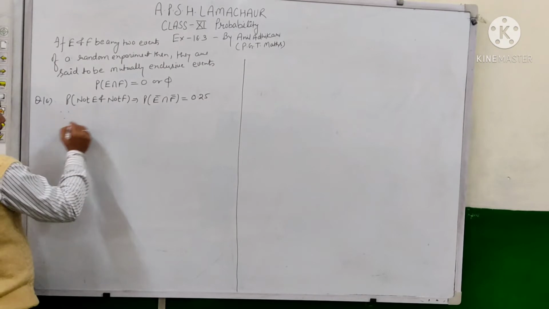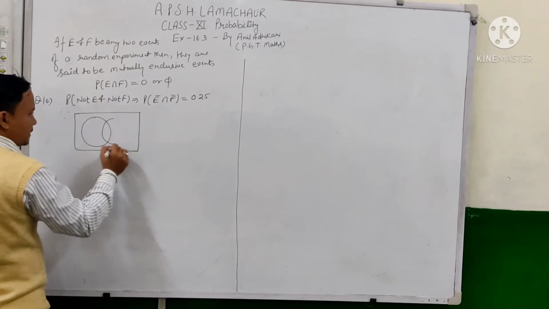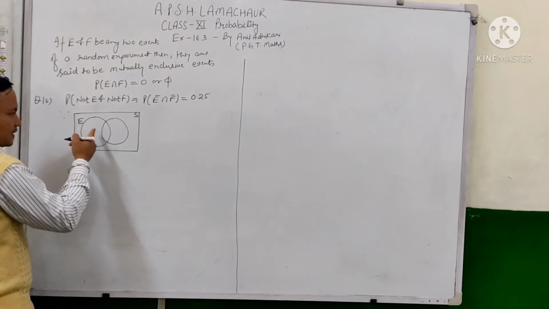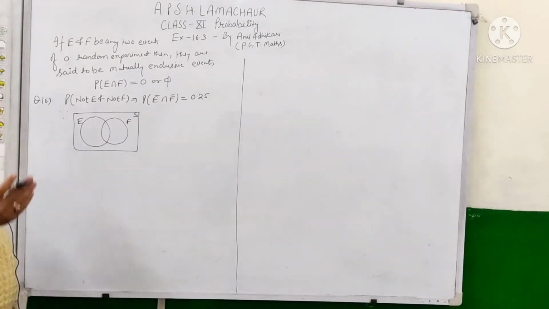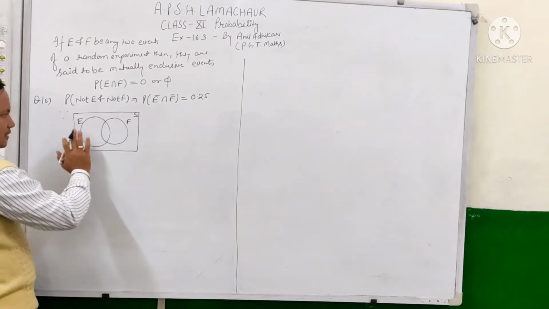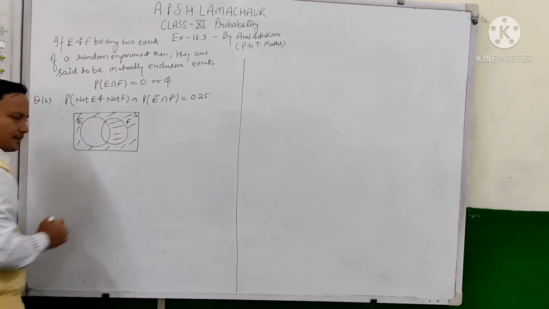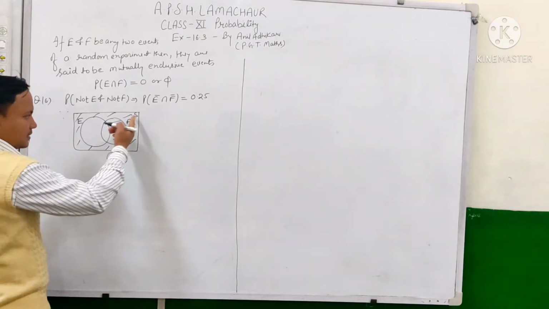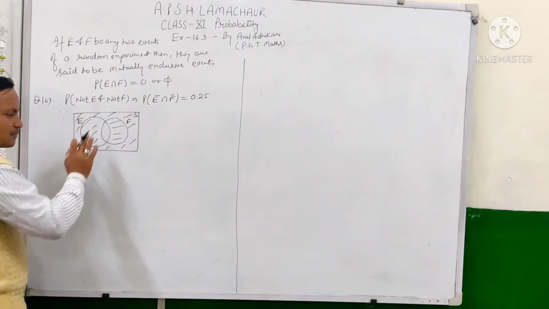If you are not getting my point, you can make a Venn diagram. Let this be event E, this be event F and let this be sample space S. This is E intersection F. What is not E? Not E means subtracting event E from the sample space, so not E covers this portion as well as this portion. Similarly, not F means subtracting event F from the sample space, so you get this portion and the outermost portion.